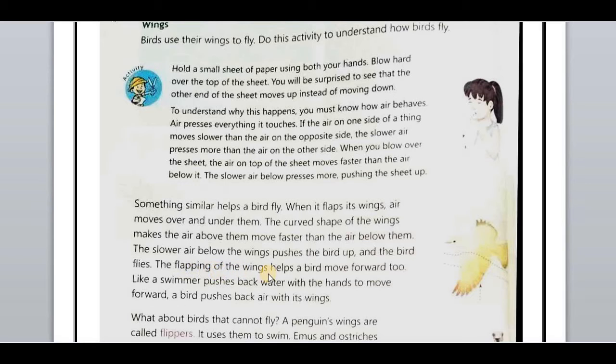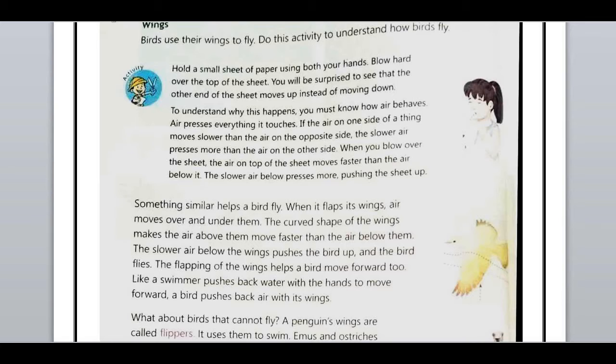The flapping of the wings helps a bird move forward too. Just like a swimmer pushes back water with the hands to move forward, similarly a bird also pushes back air with its wings.